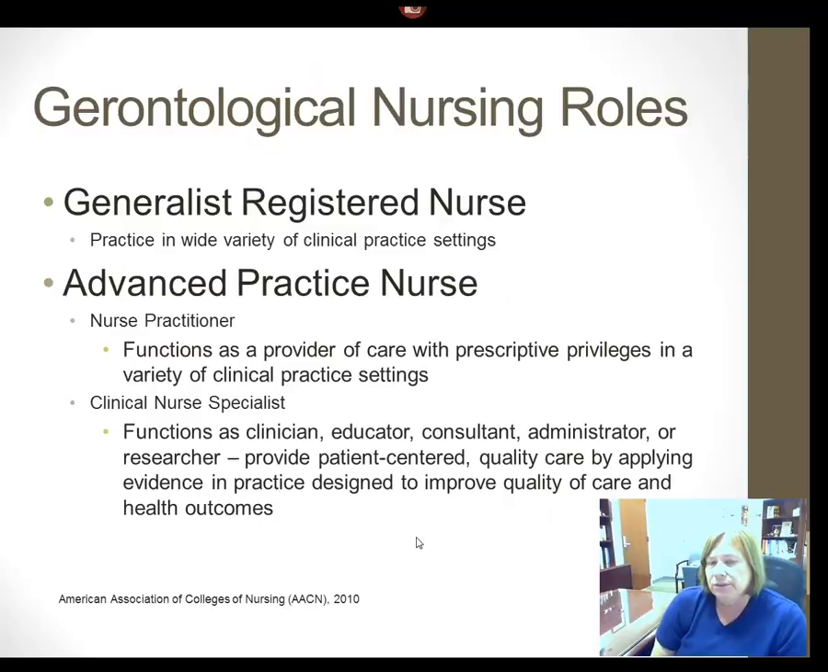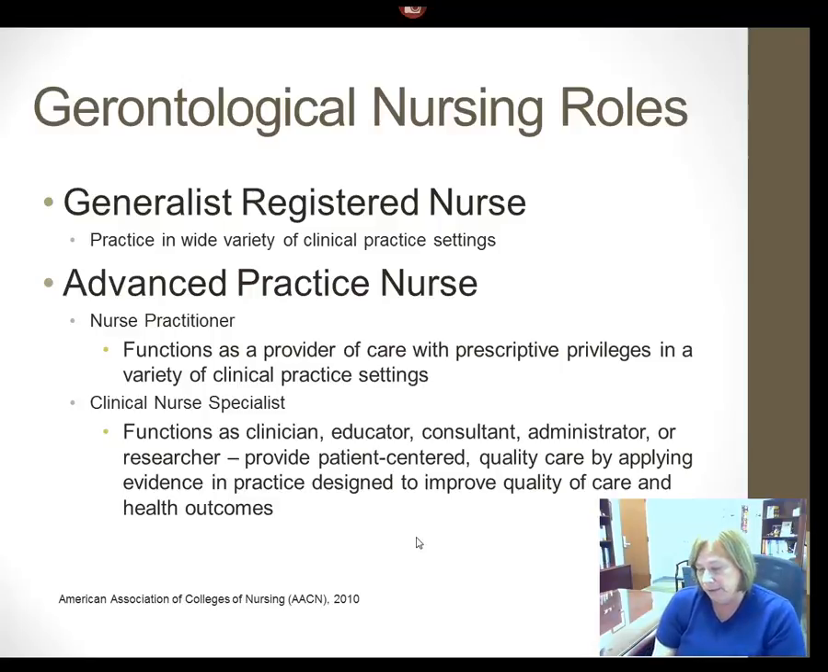There are a few different nursing roles within gerontological nursing. As you can see, the first one is the generalist registered nurse. This person practices in a wide variety of clinical practice settings. Again, as you are in this course, you're registered nurses, and I could probably safely say that the majority of you have provided a lot of care, nursing care, for older adults.